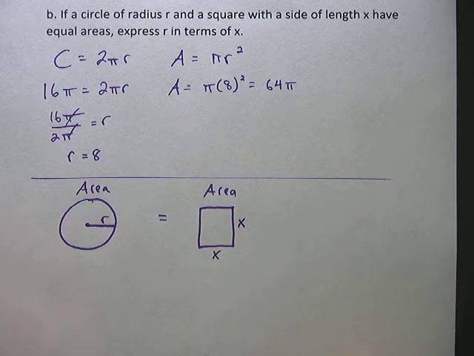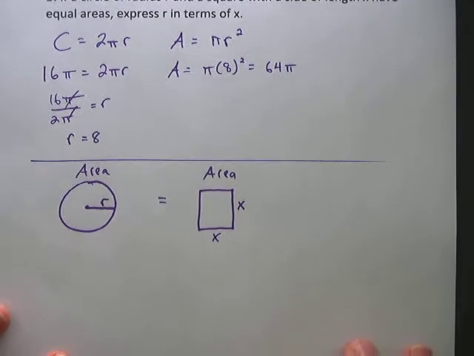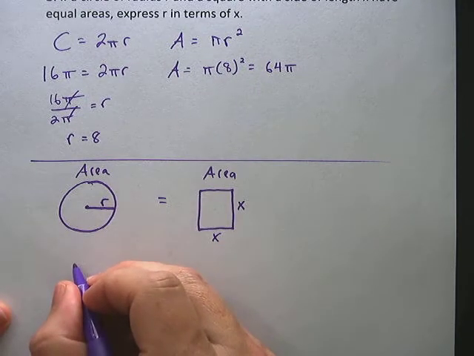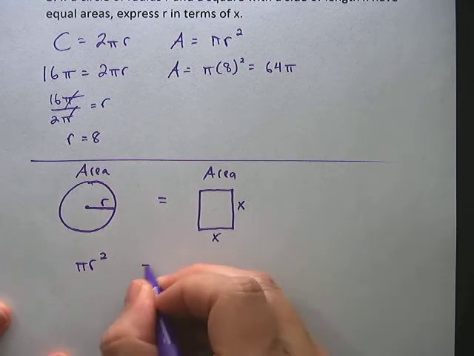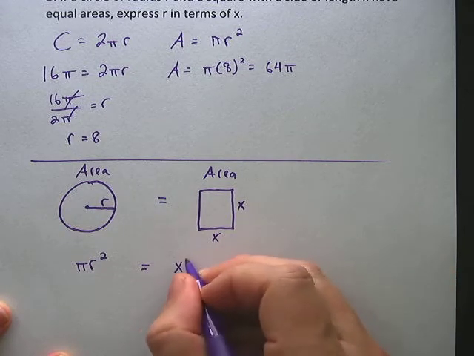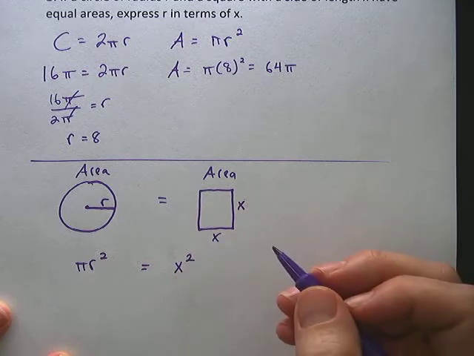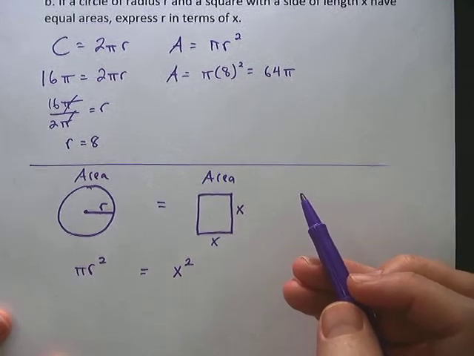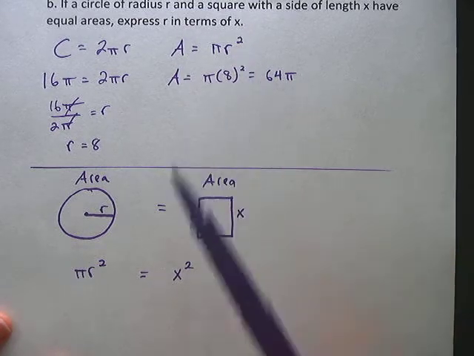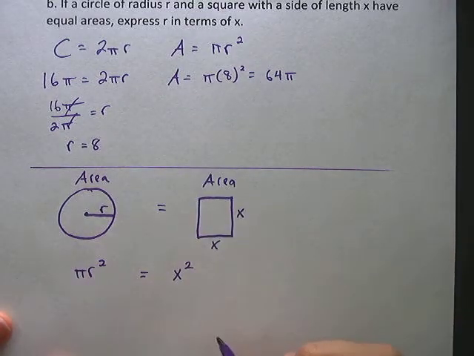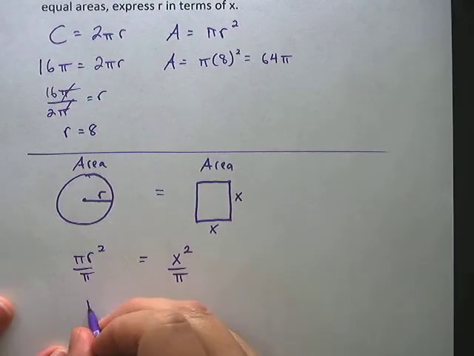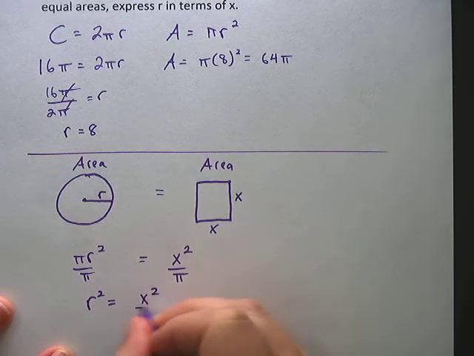So first, let's write down what the areas of these two things are. We know the formula for the area of a circle. We just wrote it, pi r squared. Okay, so pi r squared is equal to the area of this square, which is x times x, or x squared, length times width. Okay, and it said express r in terms of x. So we need to get r by itself. Divide both sides by pi. So you get r squared equals x squared over pi.